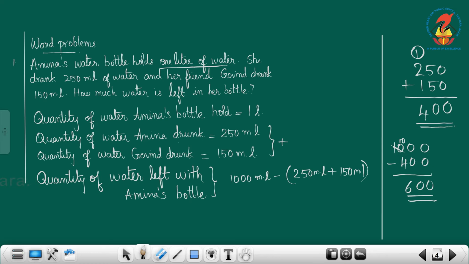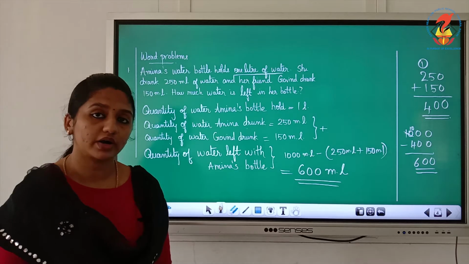So, how much water is left with Amina? It's 600 milliliter. Clear? You can discuss one more time. Amina's water bottle holds 1 liter of water. She drank 250 milliliter of water and her friend Govind drank 150 milliliter. How much water is left in her bottle?